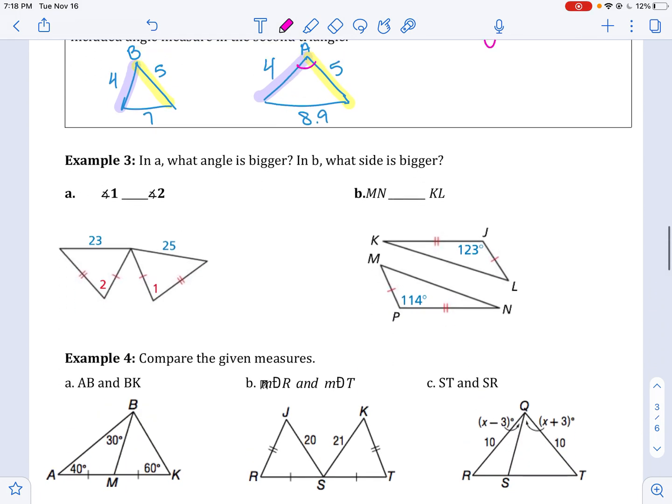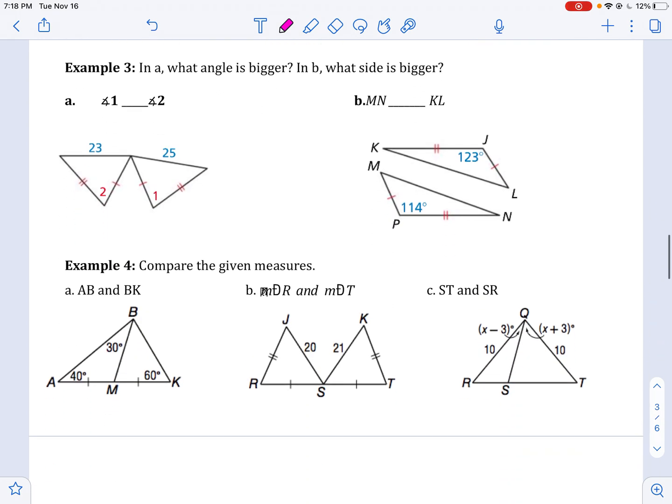So let's put this to use. I'd like you to try A, B, and example 4A on your own. Compare your two angles, your two sides, and your two sides. I'd like you to pause the video and try this one on your own first, and then unpause and check your work.